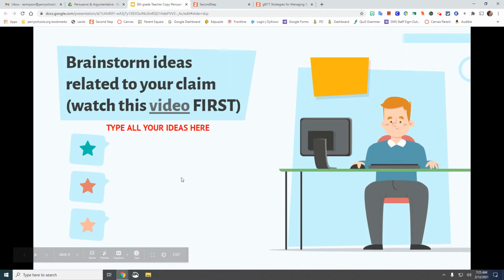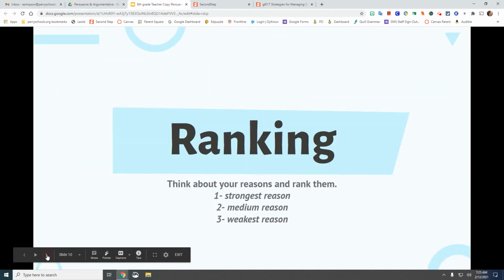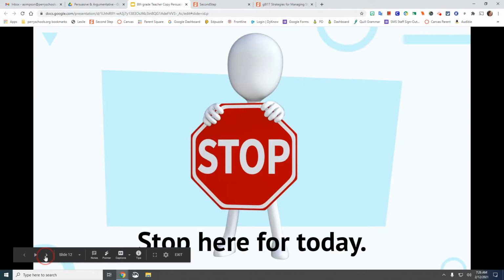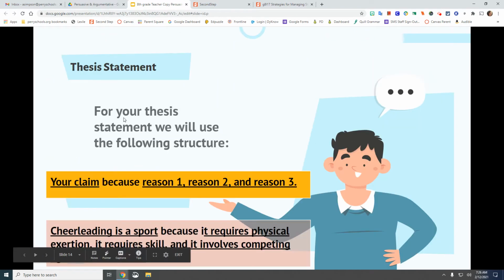Slide 8, you should have had a minimum of 6 ideas here because this information is what you're going to put in your paragraphs for your paper. You were to take those ideas and sort them and put them here. After you sorted them, then you discovered what your reasons would be. There's a video explaining how to do that. If you haven't done it correctly, you need to go back because you won't be able to finish your paper later. So today, thesis statement.